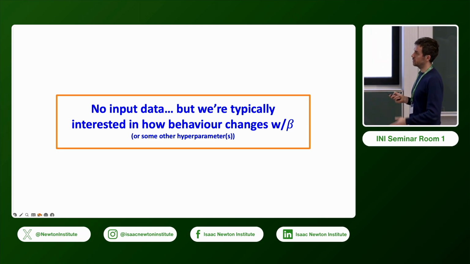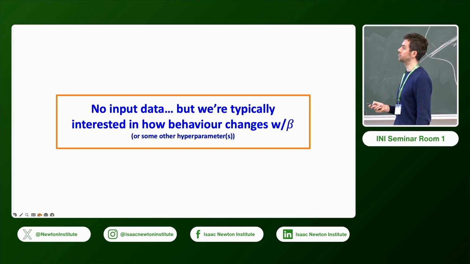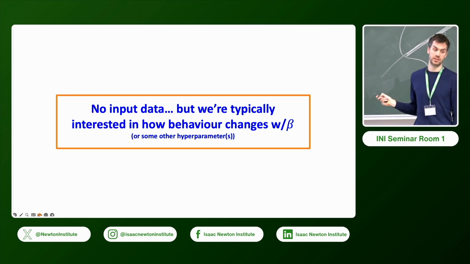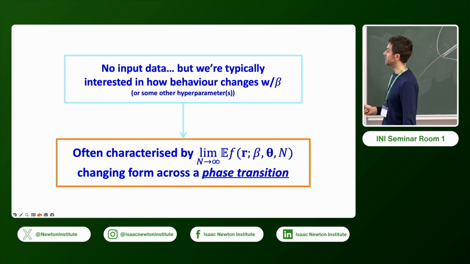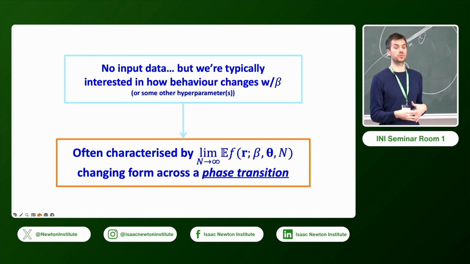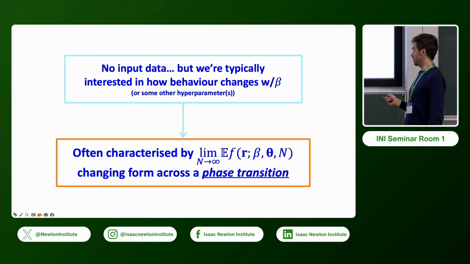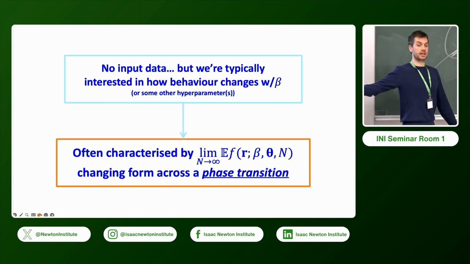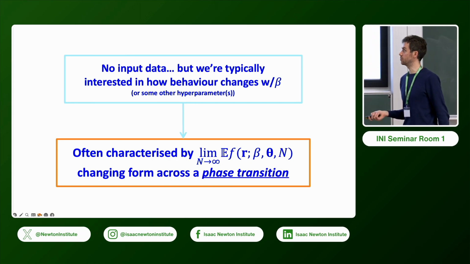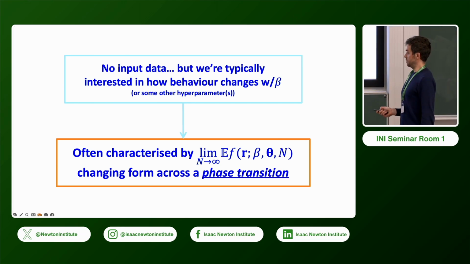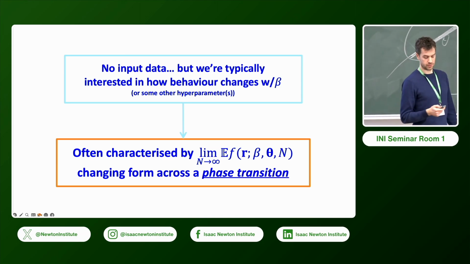So we're more interested in the emergence of collective behaviour rather than modelling some input data, although sometimes this is the case. So we're typically interested in how the behaviour changes with some parameters such as the inverse temperature beta or some other hyperparameter. And this is often characterised by the thermodynamic limit of some expectation changing form across what we call a phase transition. So the thermodynamic limit is just the infinite particle limit. For example, you might have a magnetic material that at high temperature is non-magnetic and then at low temperature is magnetic. So some well-chosen expectation value would be 0 at high temperature, non-zero at low temperature. In the thermodynamic limit, this thing changes form across the phase transition, and you get non-analytic behaviour at the phase transition.